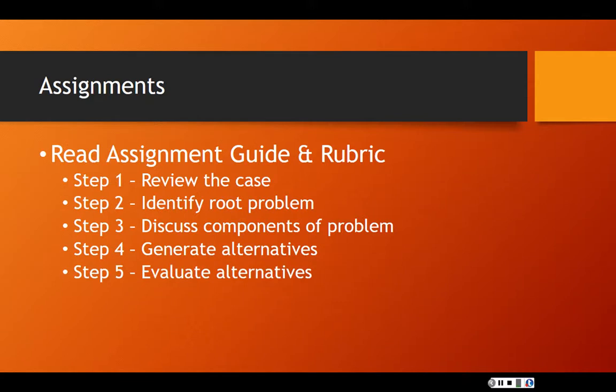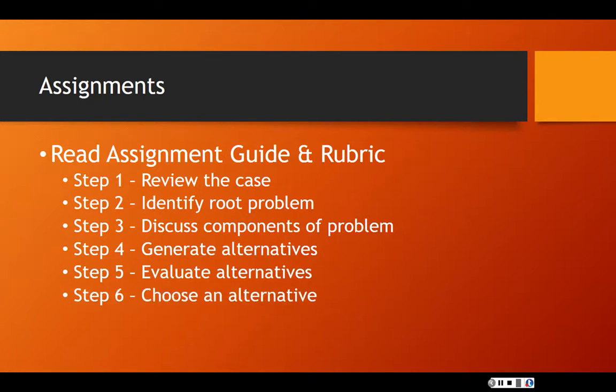Step 5, you're then going back through all the alternatives and you're evaluating them. What are the pros and cons? What are good and bad? Step 5, you are not yet choosing an alternative, but you are discussing the advantages and disadvantages, kind of the feasibility of these different alternatives.